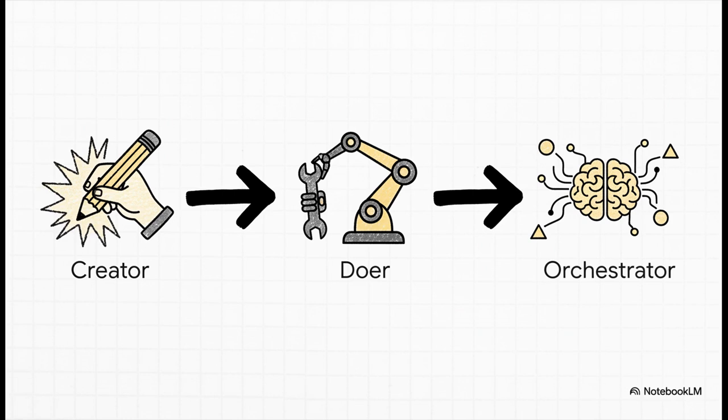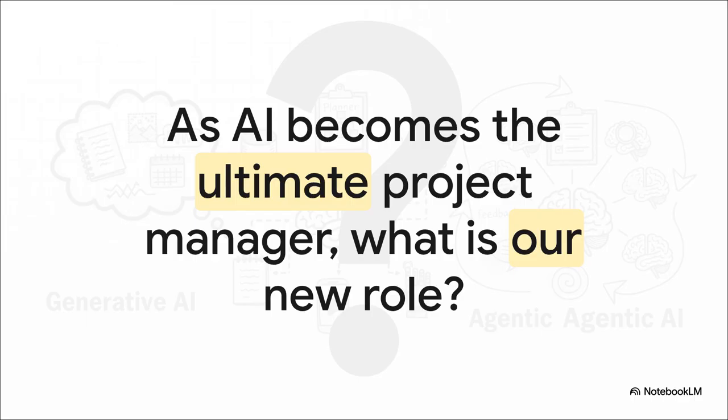So, if there's one thing to take away from all this, it's this simple progression. AI started as a creator, then it evolved into a doer, and now it's becoming an orchestrator, from creating content to executing tasks to managing entire workflows. You can see how each level just builds on the one before it, moving towards more and more reasoning, more and more autonomy. It's a seriously powerful evolution that's changing everything about how we work. And it really leaves us with a huge, fascinating question to think about, doesn't it? As AI takes on the role of the ultimate project manager, what does that make our new role?